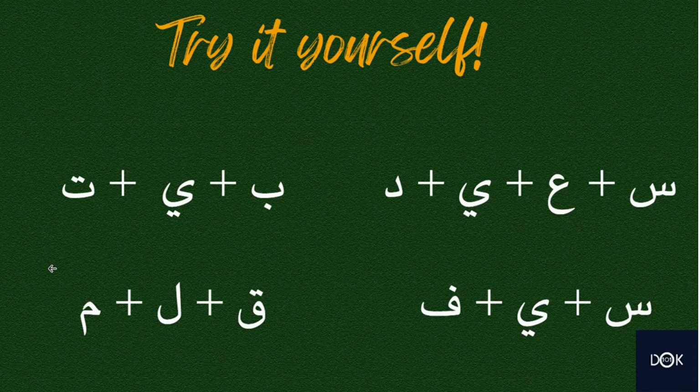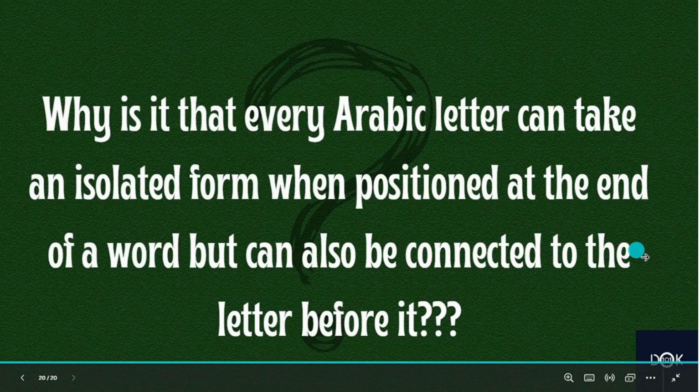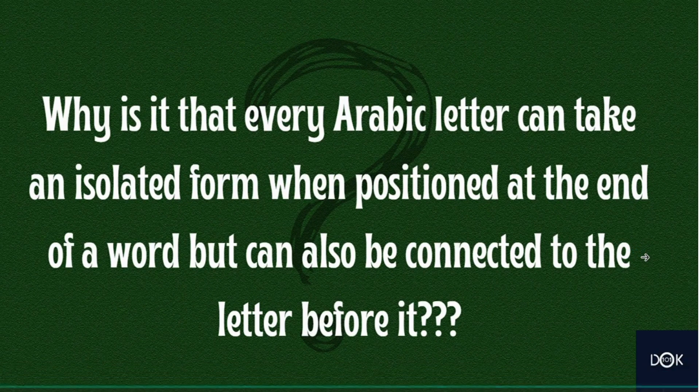Now that's it for Arabic alphabets for now, but I will be leaving you with a question, and that is, why is it that every Arabic letter can take an isolated form when positioned at the end of a word, but can also be connected to the letter before it? Now, if you look into it, the answer is present in the lessons we have already covered in the part 1, 2, 3, and 4.